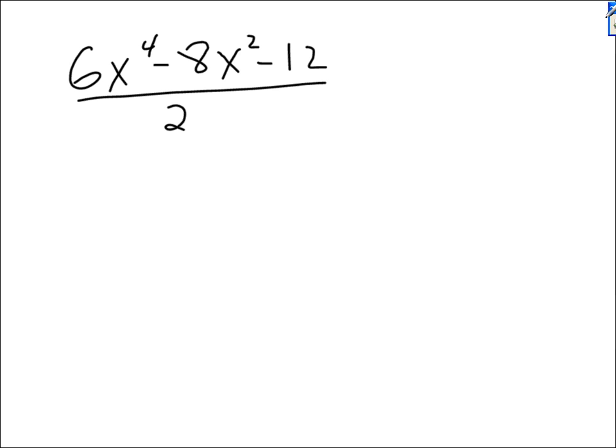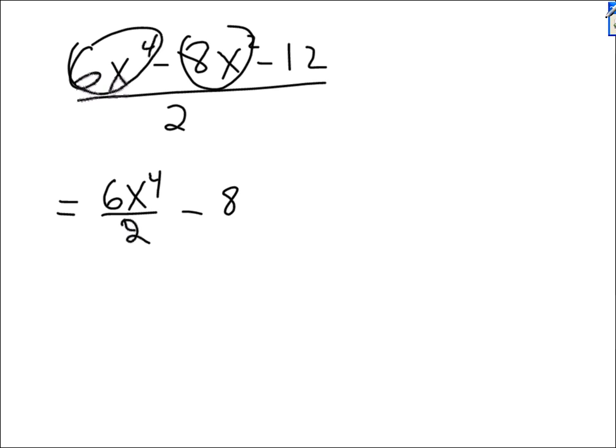For example, you had 6x to the 4th minus 8x squared, take away 12, and you're dividing this by 2. Now, whether you write what I'm about to write or not, you have to at least think it. It's the first term divided by 2 minus the second term divided by 2 minus, because it says minus, the third term divided by 2. Whether you write it or not, you're going to have to think it.